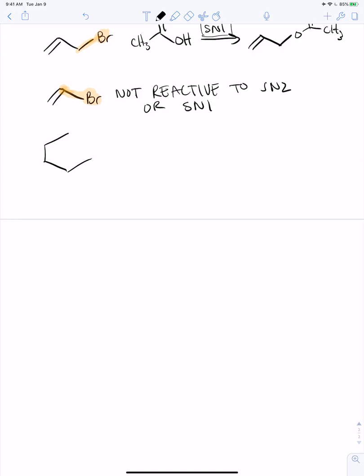Another group that you'll see is called the benzylic group. So benzylic groups are like allylic groups. If you want to draw the comparison, this portion of this benzylic group looks the same.